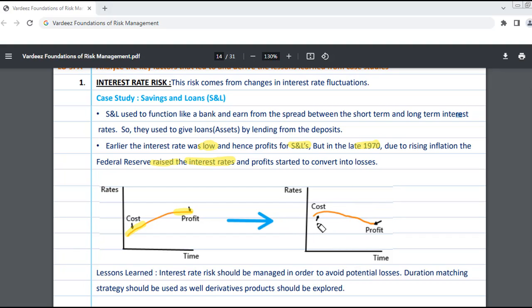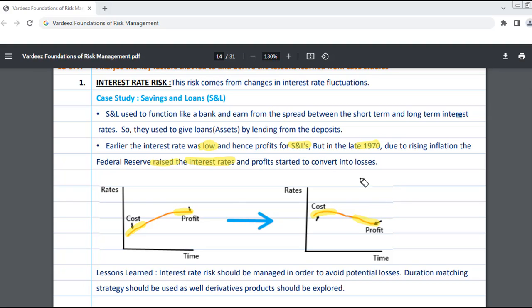So after the rate has been raised, the short-term rates, as you can see, have been raised by the Federal Reserve, and this basically shows the cost of the S&Ls has gone up, and their profitability started to fall because they were actually paying more to the depositors rather than earning from the loans. Okay, and this was the reason why the S&Ls faced such a crisis.